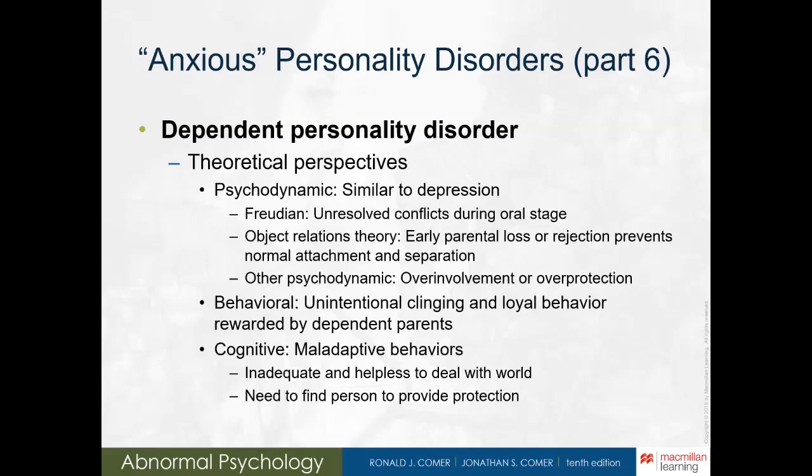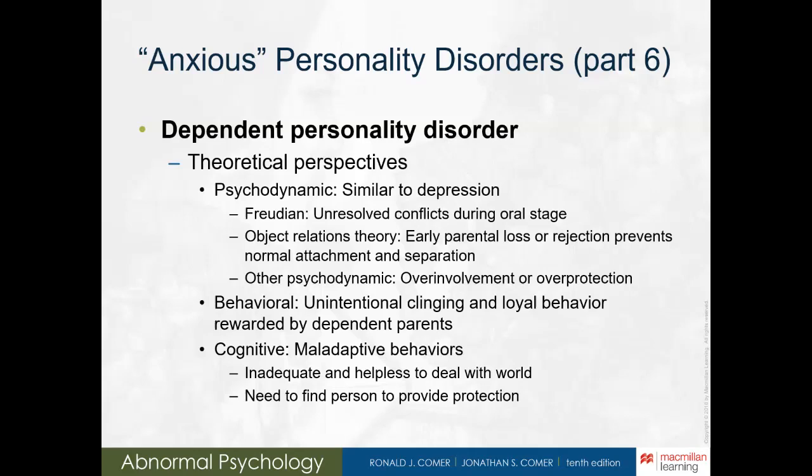Object relation theorists say that early parental loss due to death, divorce, or separation, or rejection from parents prevents normal attachment and separation. Other psychodynamic theorists will say that there was over-involvement or overprotection by parents, and that occurred for so long that as the individual went to become more independent and display their autonomy, it was problematic because they still continued to have their parent or primary caregiver be so over-involved and overprotective that they didn't have an ability to do so.